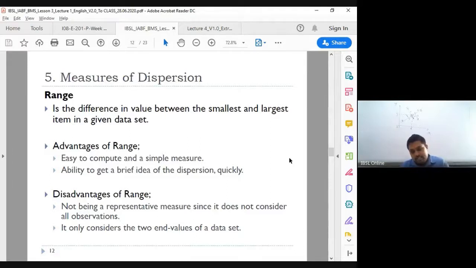What I mean by the range is that the values in my data set will have a range of 90 kilograms. Now, could that tell me whether this is from 0 to 90, or could it be from 1000 to 1090? It doesn't really say. So in isolation, the range doesn't give an indicator, but rather you need to always look at the range along with the least value and the maximum value. Okay, so these are some of the advantages of range. It's easy to compute and a simple measure, just a matter of taking the calculator and taking the difference. It gives the ability to get a brief idea of the dispersion quickly.